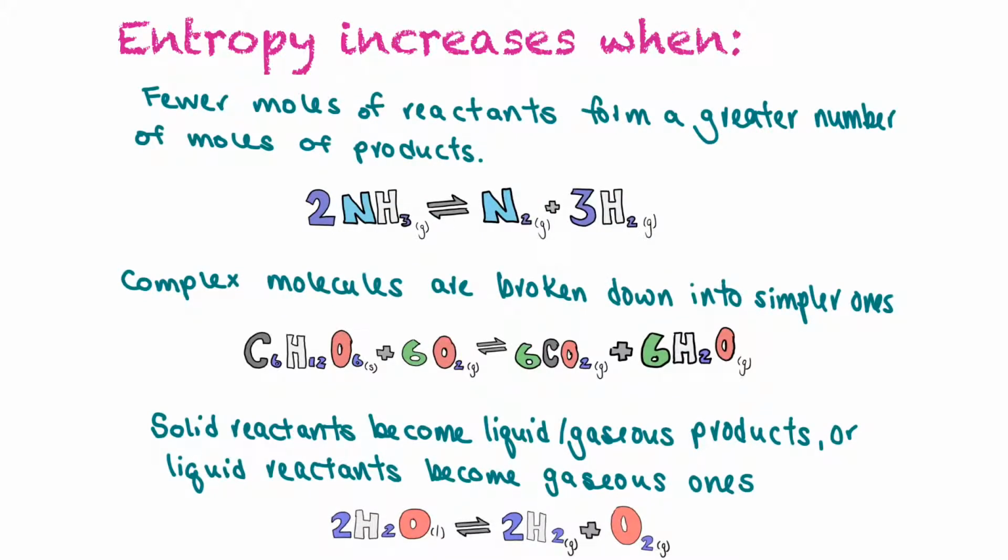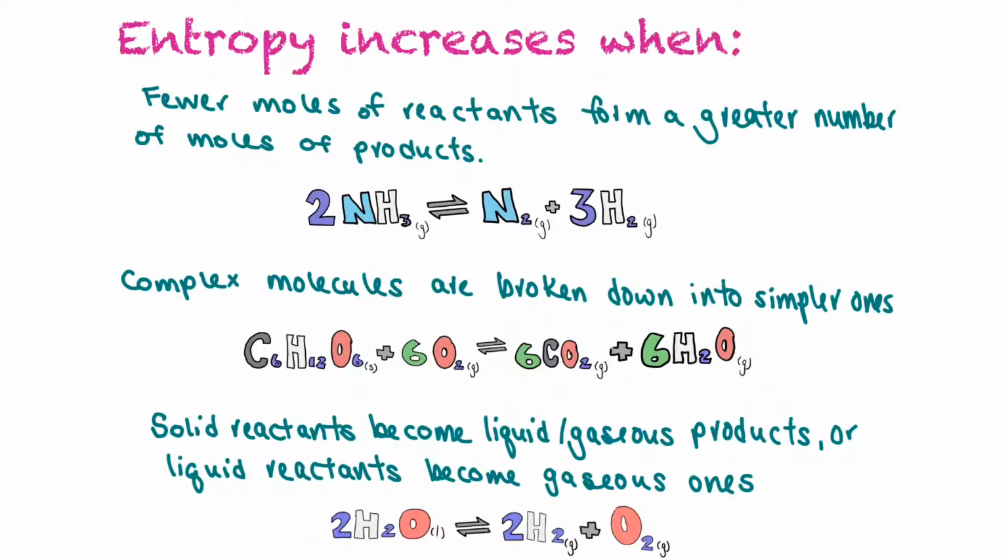So in chemical reactions, entropy will increase when you have fewer moles of reactants working to form a greater number of moles of products. So in this example, we have 2 moles of ammonia making 1 mole of nitrogen and 3 moles of hydrogen. So that would be an example of an increase in entropy.